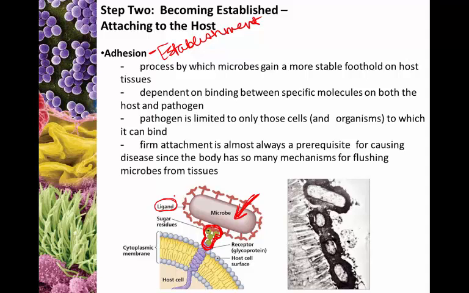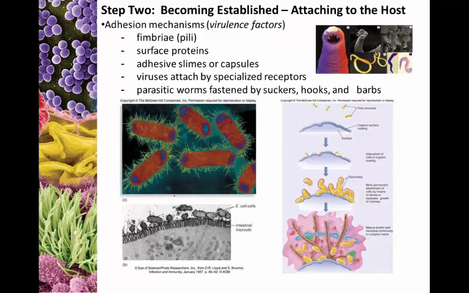Now, firmly attaching to a tissue or a cell is always a prerequisite for causing disease. Because our body is full of mechanisms whose entire job is to flush out the microorganisms. So they've got to have a way to grab on and hold on. So these adhesion mechanisms become very important. Now, a couple of other examples aside from that ligand binding. These are specifically virulence factors. Look for these when you're doing the 5 requirements of infection report.